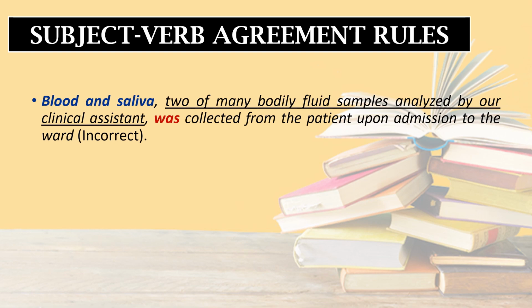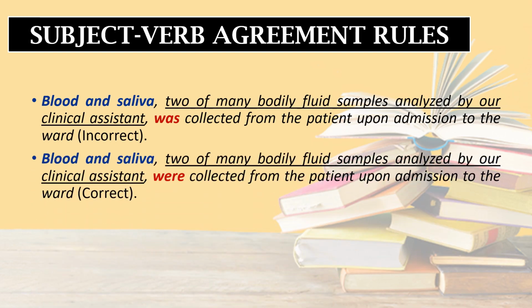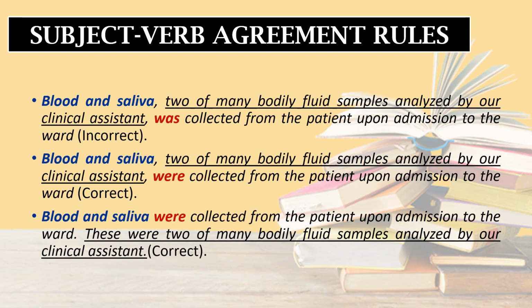So you either disregard the intervening phrase, so it goes like this: blood and saliva, two of many bodily fluid samples analyzed by our clinical assistant, were collected from the patient upon admission to the ward. Or you can make the intervening phrase a second sentence. Blood and saliva were collected from the patient upon admission to the ward. These were two of many bodily fluid samples analyzed by our clinical assistant.